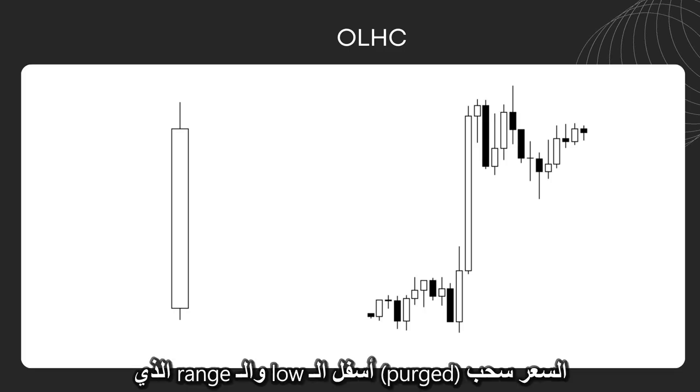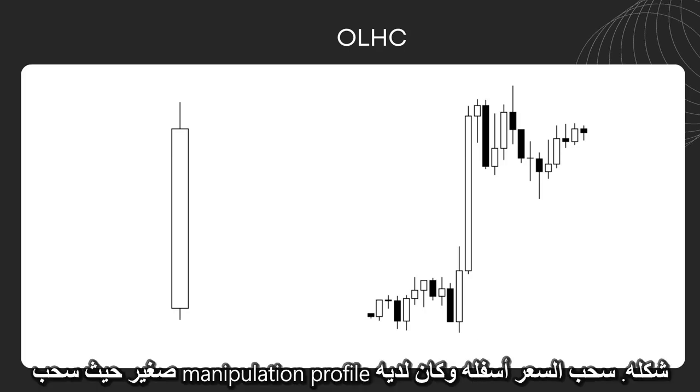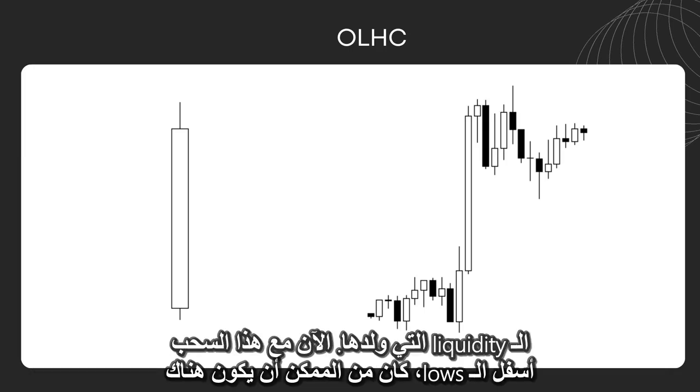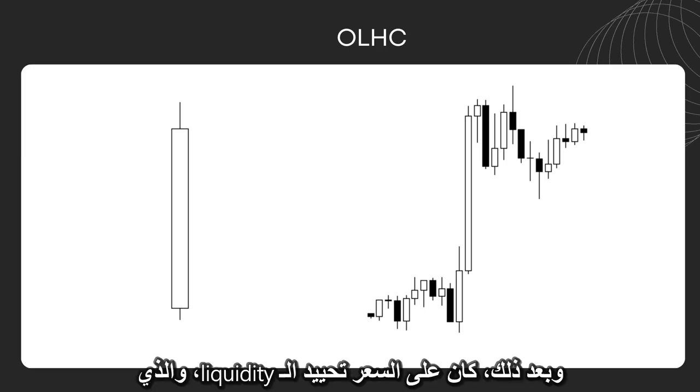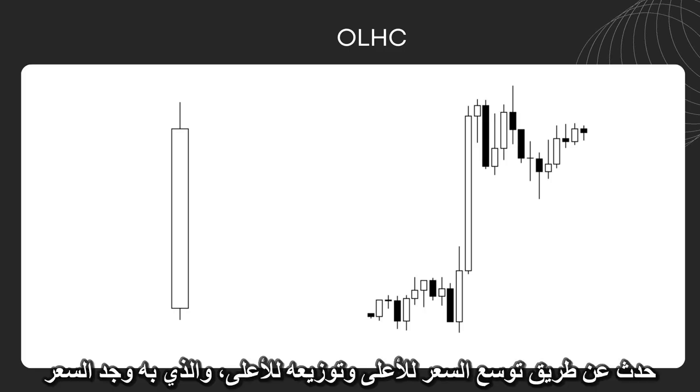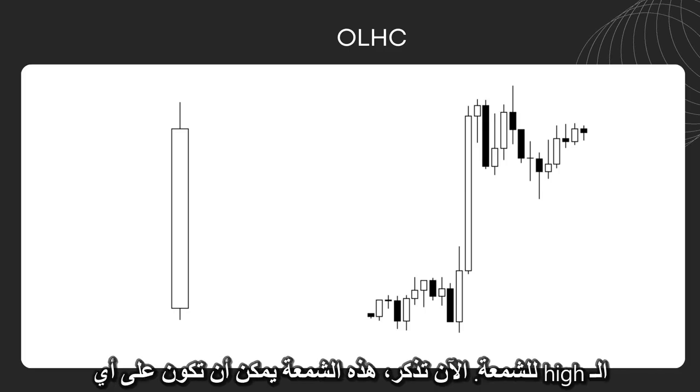Then you can see that price purged below the low, right? And the range it formed, price purged below it and had a small manipulation profile where it purged the liquidity it generated before. Now with this purge below the lows, there could have been a key level which price tested, right? And price formed the low there, right? And after that, price had to neutralize the liquidity, which happened by price expanding above and distributing higher, with which price formed the high of the candle, right?